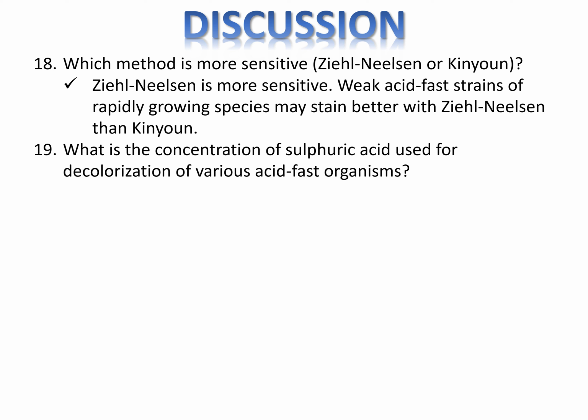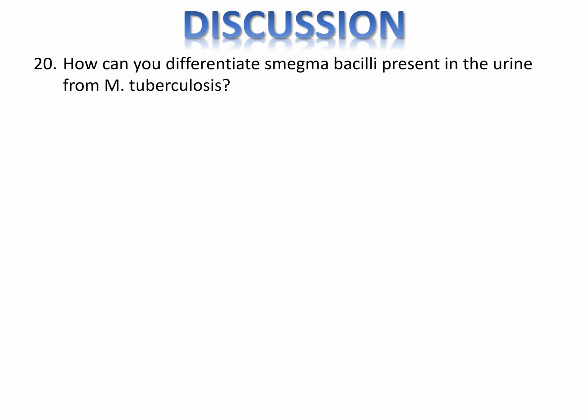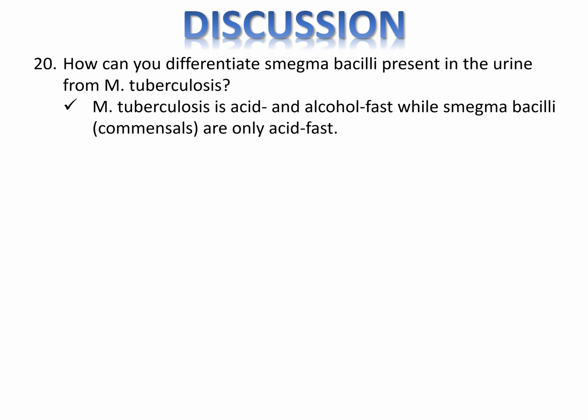What is the concentration of sulfuric acid used for decolorization of various acid-fast organisms? Mycobacterium tuberculosis 20%, atypical mycobacteria 20%, leprae 5%, Cryptosporidium 1 to 5%, Nocardia species 0.5%, bacterial spores 0.25 to 0.5%. How can you differentiate smegma bacilli present in urine from Mycobacterium tuberculosis? Mycobacterium tuberculosis is acid and alcohol fast, while smegma bacilli, that is commensals, are only acid fast.